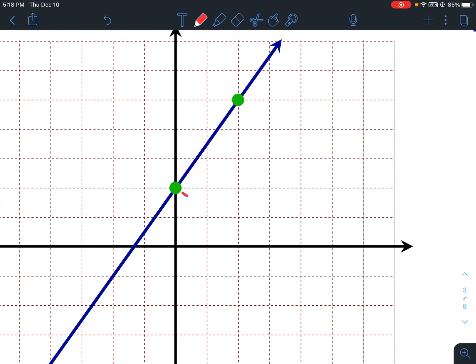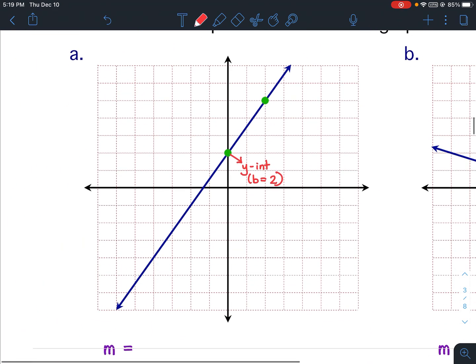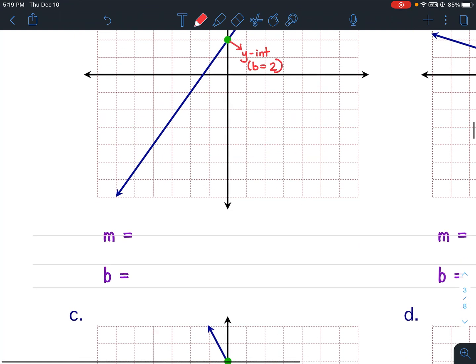So this right here is our y-intercept. From now on, I'm going to be putting the b and not writing out y-intercept. So in this case, b equals 2. I'm going to come down here, and beside the b, I'm going to put a 2.